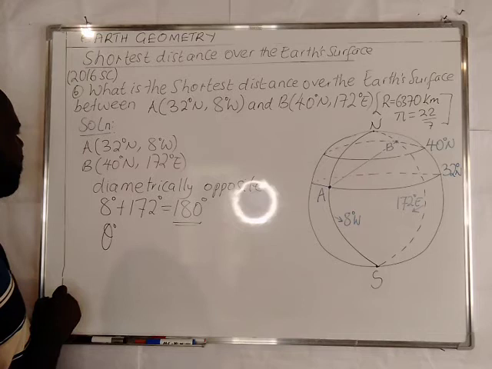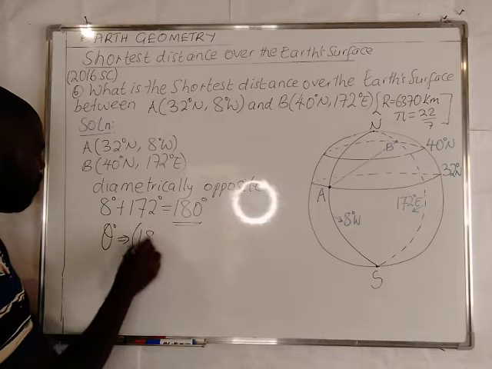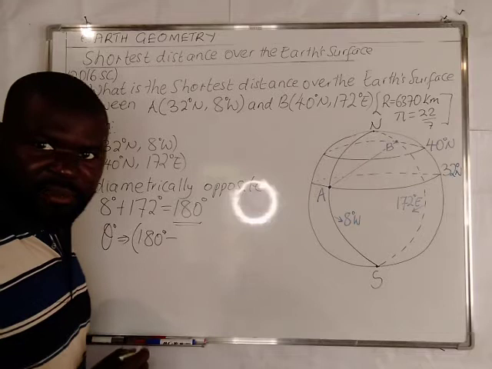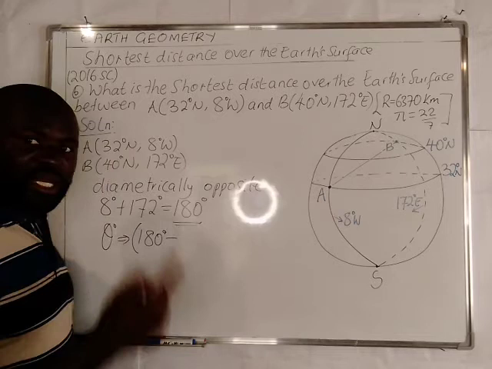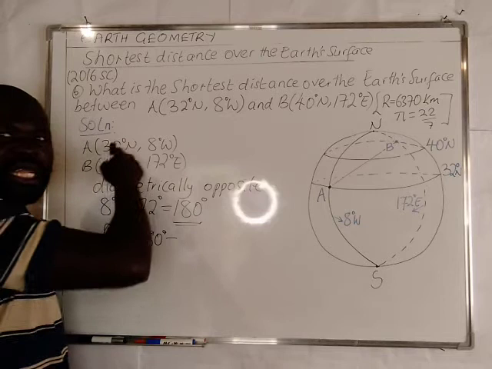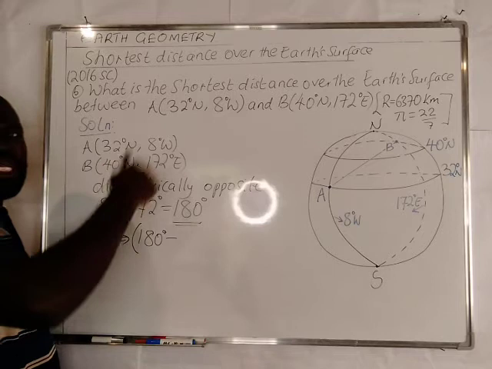And the way you get your theta degrees, you say 180 minus the sum of the latitudes that you have. So here the latitudes we have are 32 and 40 degrees. So we just sum them.